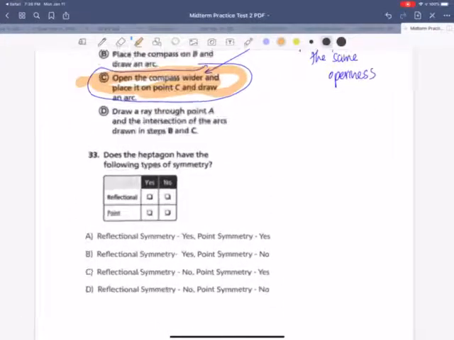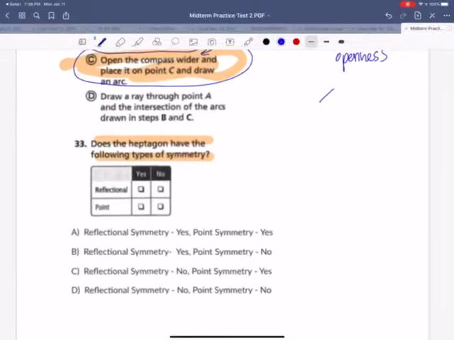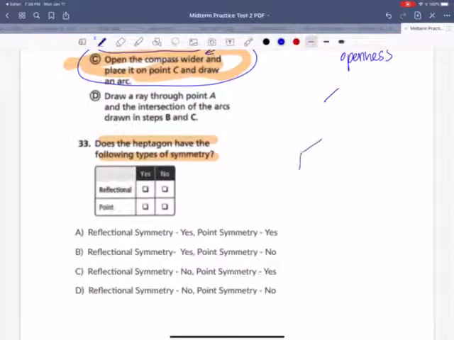Okay, next question. Does a heptagon have the following types of symmetry? Okay, I feel like we did this one in class too. 1, 2, 3, 4, 5, 6, 7. Okay, that's a heptagon. Hepta, again, means a 7-sided shape. Because it's an odd shape, notice I should be able to fold it there, or all 7 from all 7 points. Does it have point symmetry?